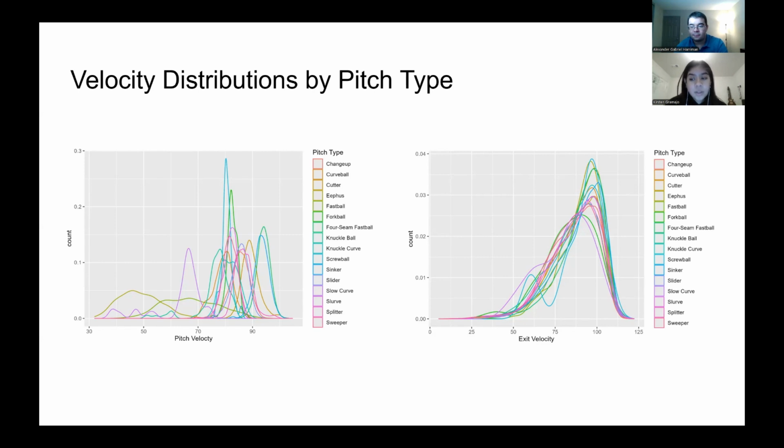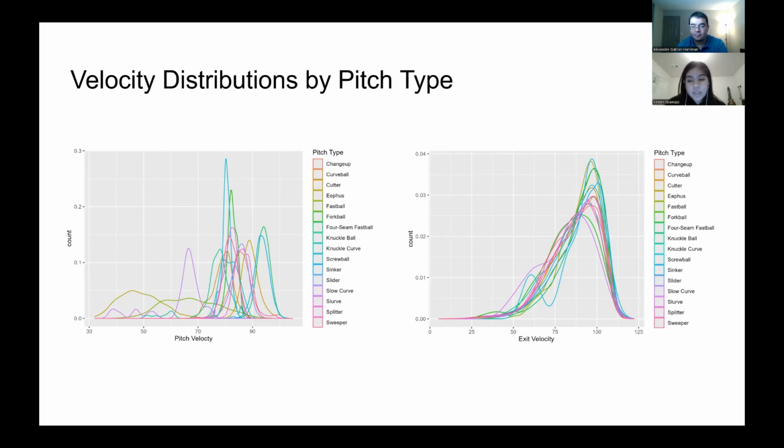Looking at the pitch velocity density plot, it seems to be quite all over the place, which is expected. For example, it would be quite odd to see a slow curveball have the same velocity range as a fastball. Looking at the exit velocity density plot, however, it seems to be a bit more uniform, as each pitch type peaks roughly around the same area. But we definitely see how the pitch type can reflect the exit speed of the ball.